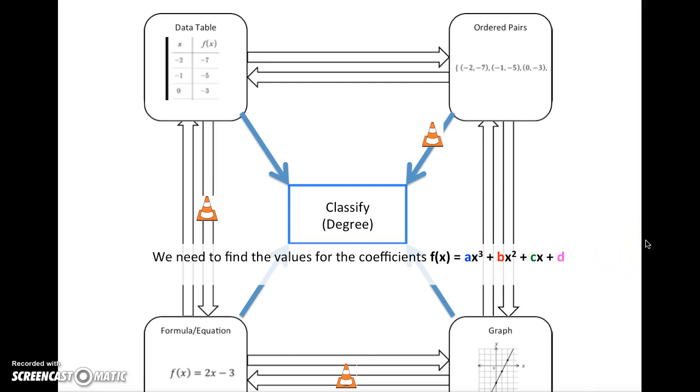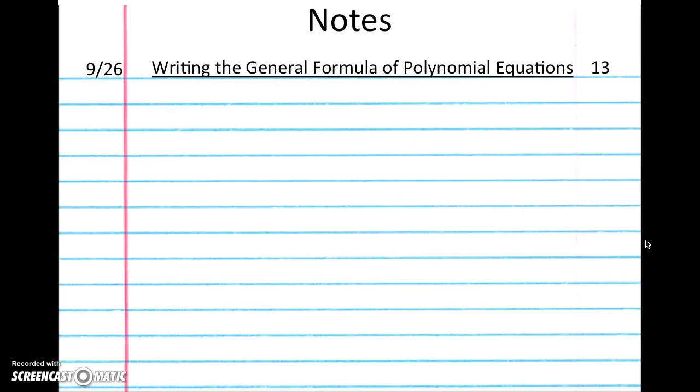All right, so now let's get some practice in writing these general formulas. This is where your notes begin, so I need you now to have out your composition book. In your composition book, in the left-hand corner, you're going to write the date. On the right-hand corner, you're going to write the page number, and at the very top, you're going to write: writing the general formula of polynomial equations.